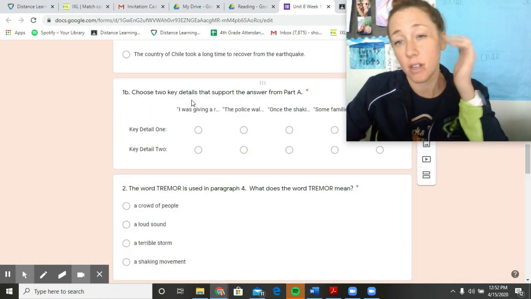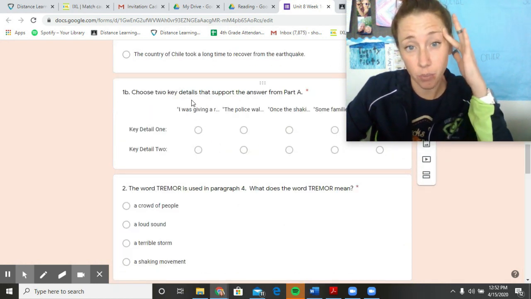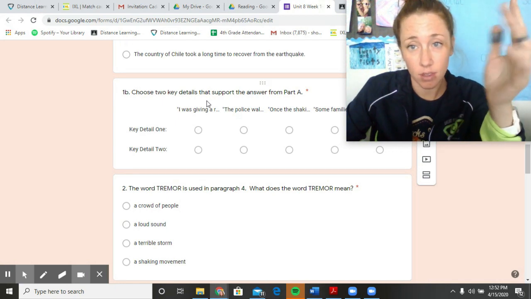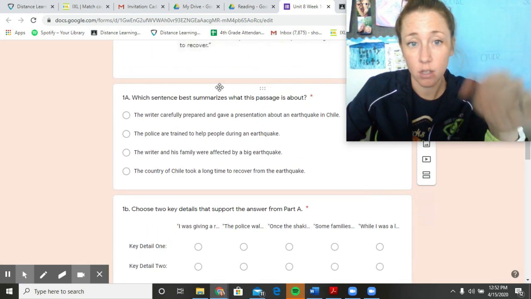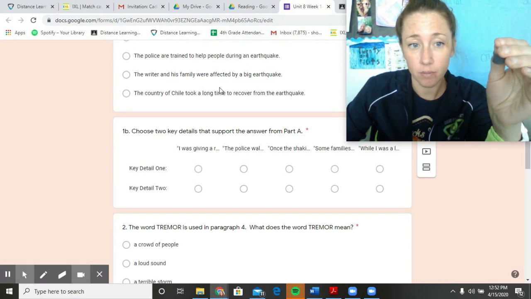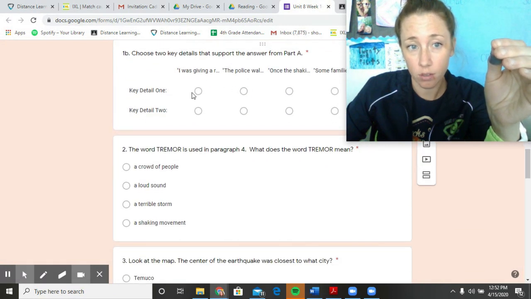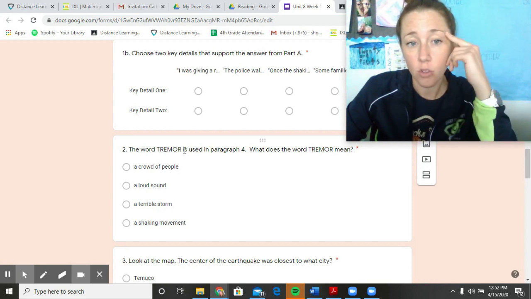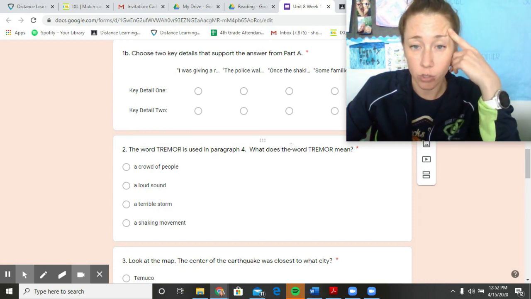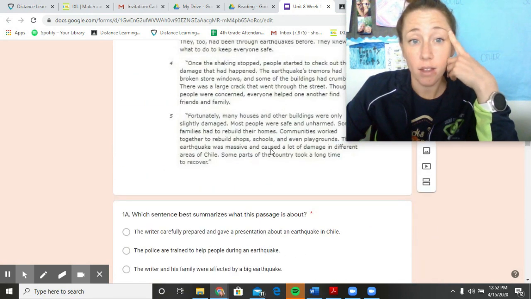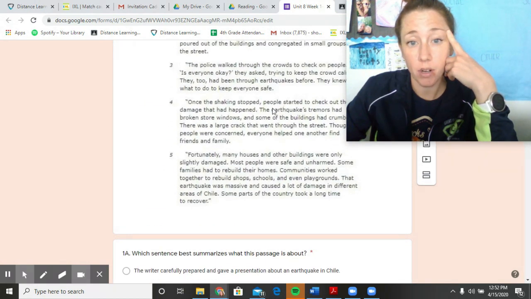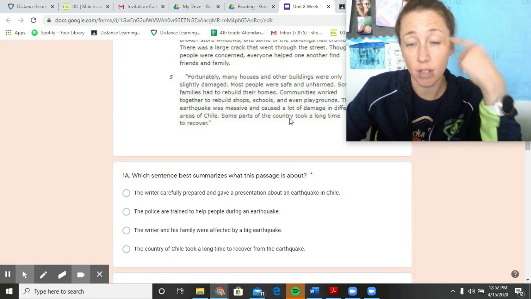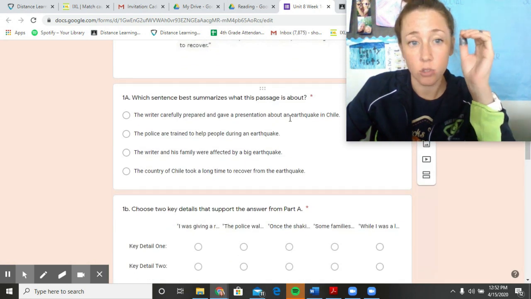Choose two key details that support the answer from part A. So why did you think that was the main idea? Why did you think that was the summary? Choose detail 1, mark one of those off, mark one of those second off. The word tremor is used in paragraph 4. What does the word tremor mean? I'm going to go back. Paragraph 4, find the word tremor. Use context clues like we did earlier to discover the meaning. It's like a domain-specific word. Use the words around it to help you.